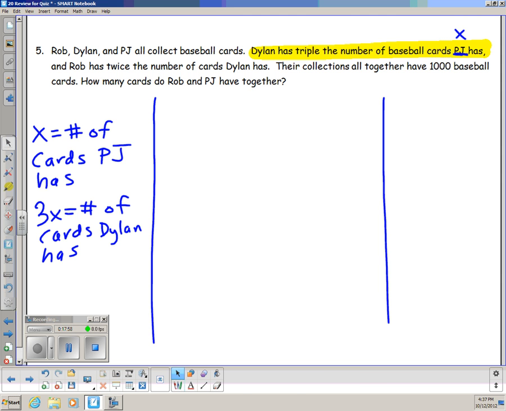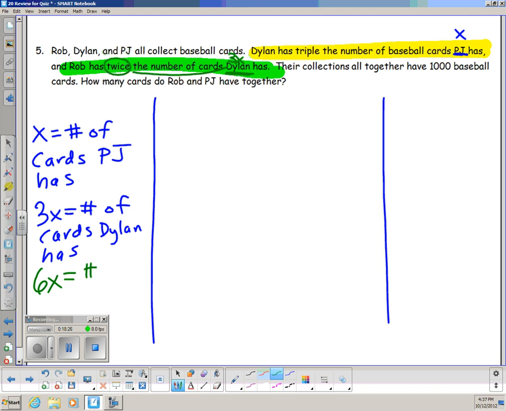Then I must read the next part. The next part says, and Rob has twice the number of cards Dylan has. Dylan is at the end of the sentence, but kind of in, I think, problem number 2. Dylan is 3x already. If I want twice 3x, twice 3x is 6x. So 6x is the number of cards Rob has.